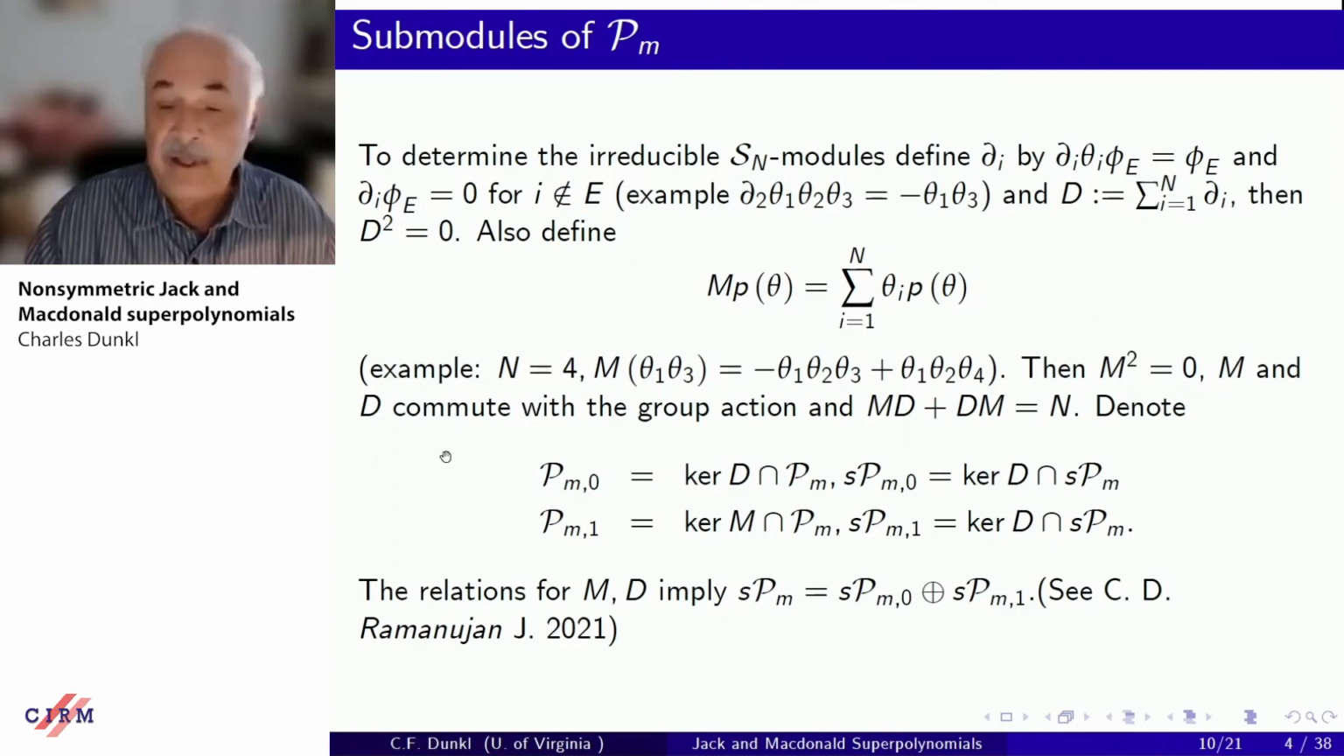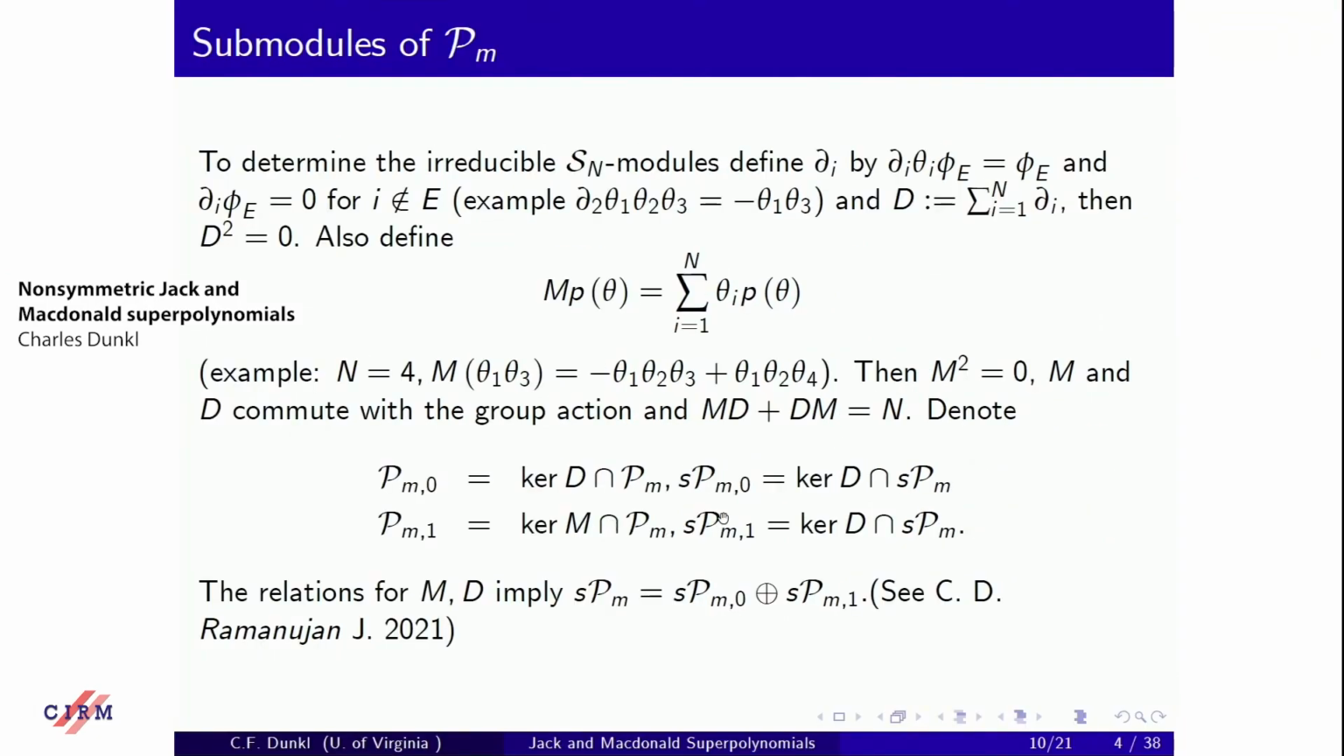M squared is 0. M and D commute with the group action, and they have this nice relation. MD plus DM is n, the number of variables. P_m^0 is the kernel of D intersect P_m, and SP_m^0 are the superpolynomials in that kernel. P_m^1 is the kernel of M, the multiplier operator, and SP_m^1 is the corresponding one. So it turns out that the polynomials are a direct sum of the two types 0 and 1.